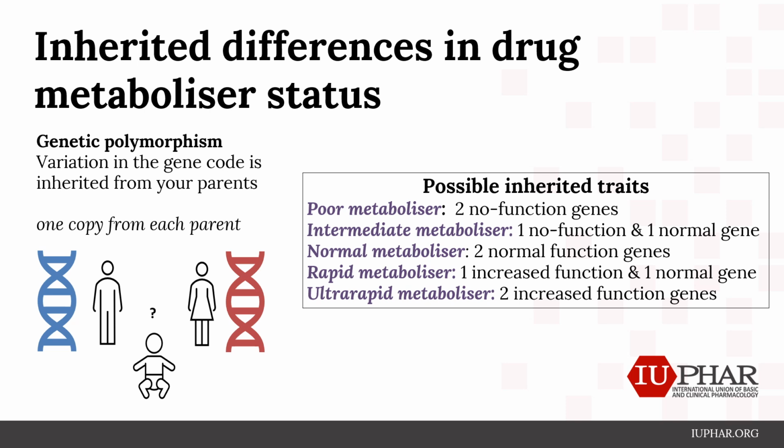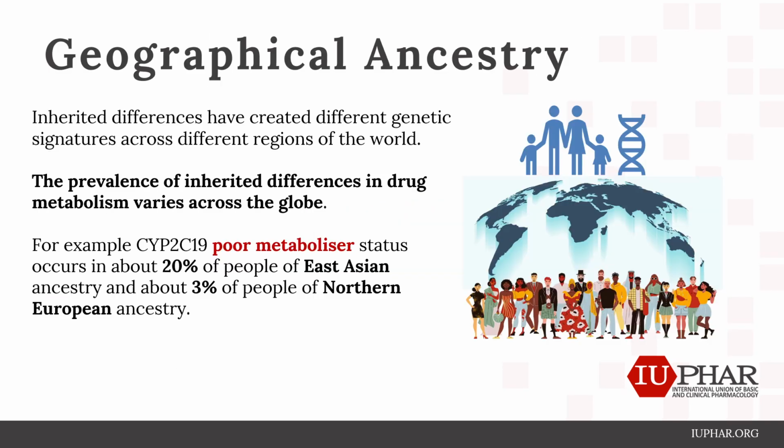But we also have to think about the inherited status that we all have from our ancestors. Because over many, many generations, we've ended up with a different prevalence of inherited drug metabolizer status across the different regions of the world. And one example of this is the enzyme CYP2C19, where inherited poor metabolizer status occurs in about 20% of people of East Asian ancestry and about 3% of people of Northern European ancestry.